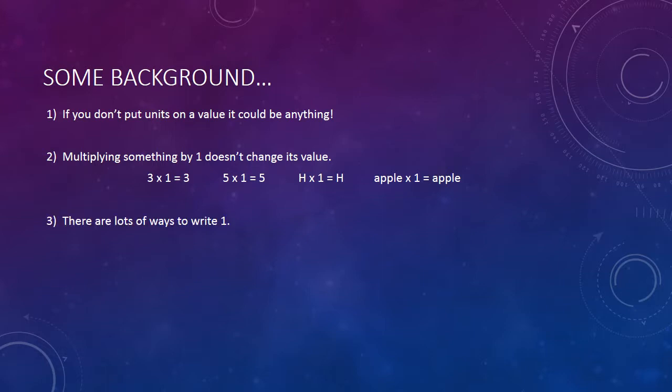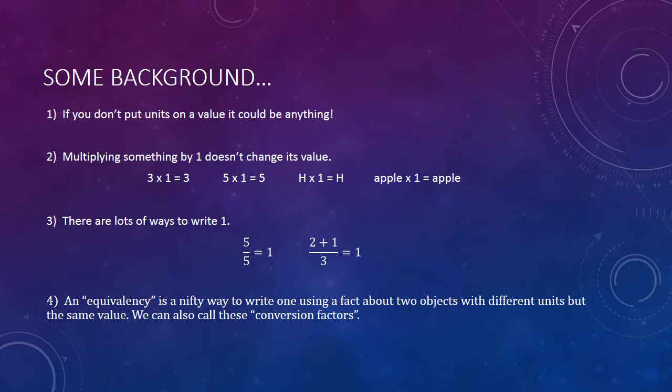There are also lots of ways to write the number 1. For example, 5 over 5 equals 1, and you could write 1 in a different way by saying 2 plus 1 divided by 3 also equals 1, because 2 plus 1 is 3. 3 divided by 3 is still 1. So if something is equivalent to something else, it means that it is equal to something else.